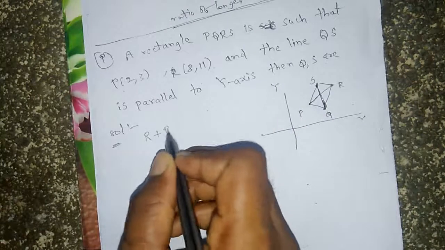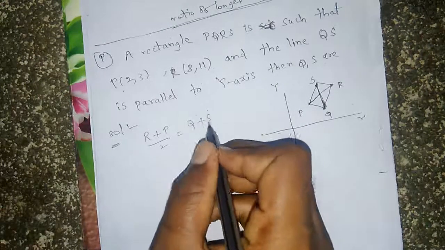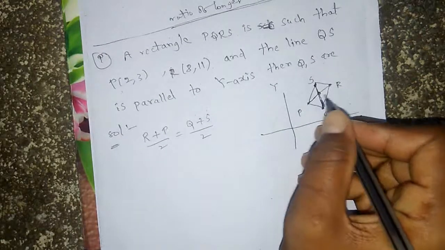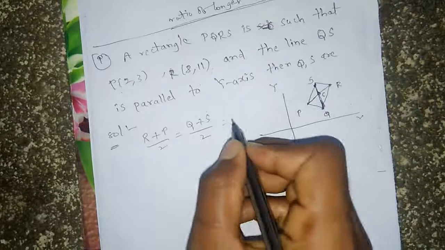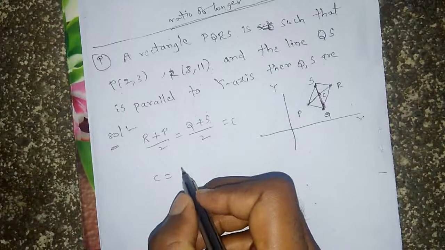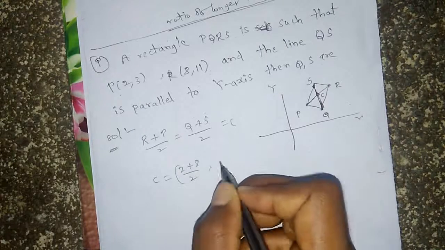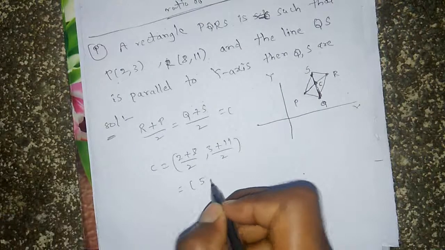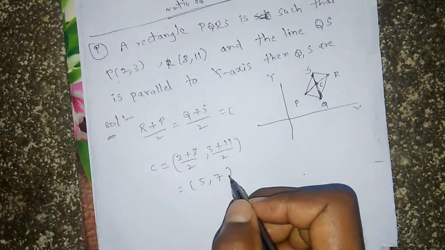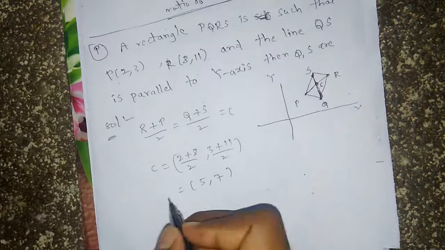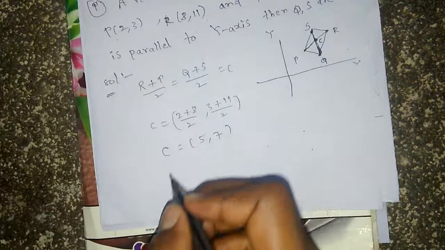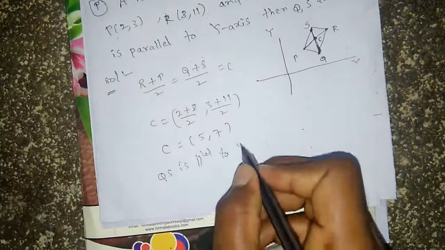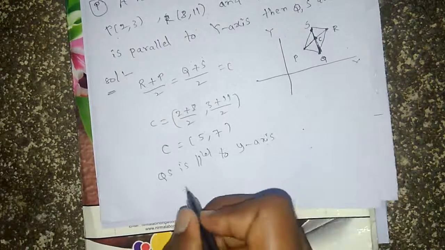Now (P plus R) by 2 is equal to (Q plus S) by 2. That is, this is a center C. Let us take it is C. So C is ((2 plus 8) by 2, (3 plus 11) by 2), that is (5, 7). That is coordinates of C. Now QS is parallel to y-axis, implies x coordinates remain same.